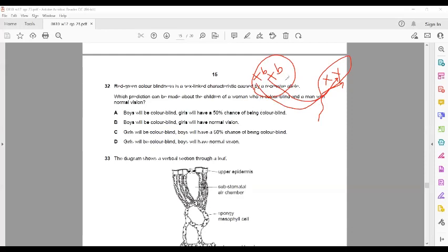And how about the girls? If this one binds with this one, the girl will be normal. And with this one again, normal, because this X doesn't carry any colorblind allele. So all the girls will appear normal and all the boys will be colorblind. So the answer will be B.